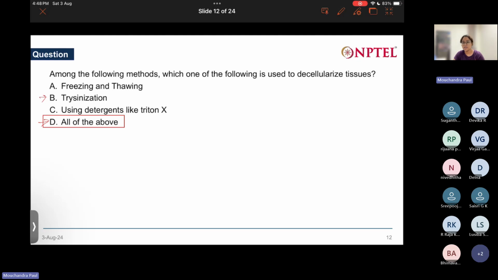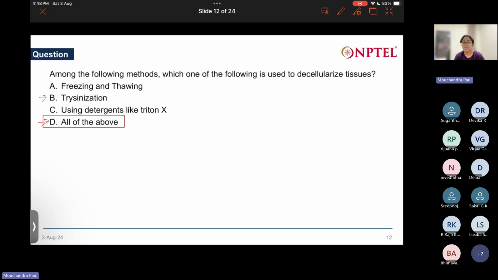What is decellularization? Anyone? Removal of cellular components from the tissue. Sorry, I couldn't understand. Can you repeat? Maybe slower this time. Removal of cellular components from the tissue. Yes. Did you say cell removal, something like that? Yes. Removal of cellular components. Okay, fine.